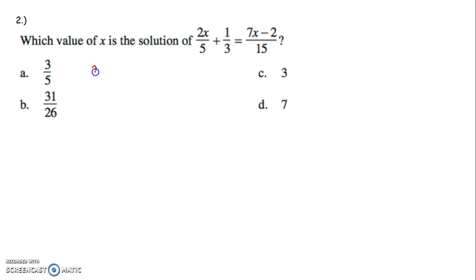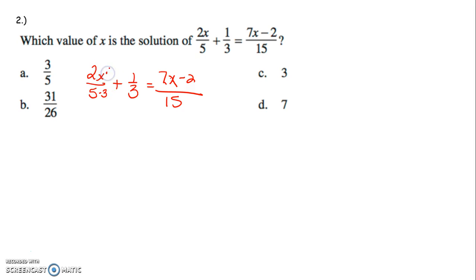So I'm going to take the original: 2x over 5 plus 1/3 equals 7x minus 2 over 15. My x is so ugly. Okay, so I'm going to find a common denominator. What's the common denominator between 5 and 3? Oh, 15. So I would have to multiply 5 by 3.